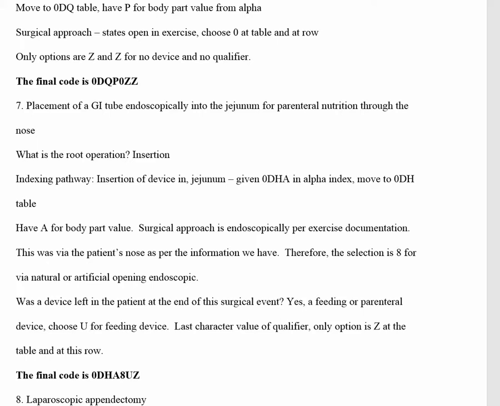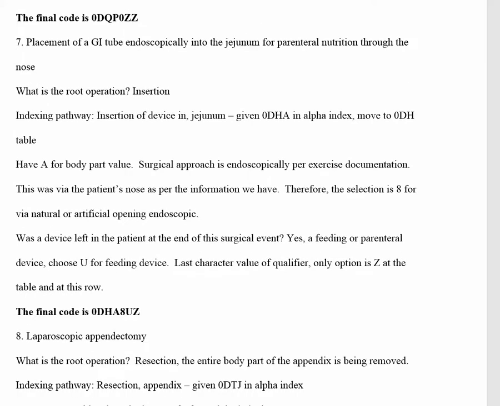And then for the last character value of qualifier, the only option we have at that row is Z. So our final code ends up being 0DHA8UZ for a placement of a GI tube endoscopically into the jejunum for nutrition.